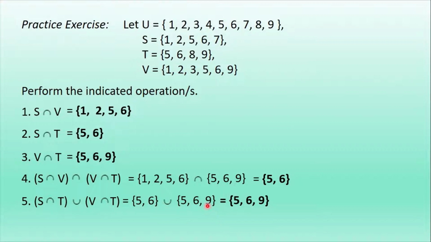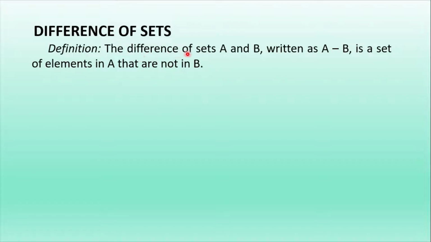So that's all about intersection of sets. Now, let's tackle the difference of sets. By definition, the difference of sets A and B, written as A minus B, is a set of elements in A that are not in B. Take note of that. Elements in A that are not in B. It's just like subtracting arithmetic numbers. A is our point of reference, the one we subtract from, and what we subtract is B.